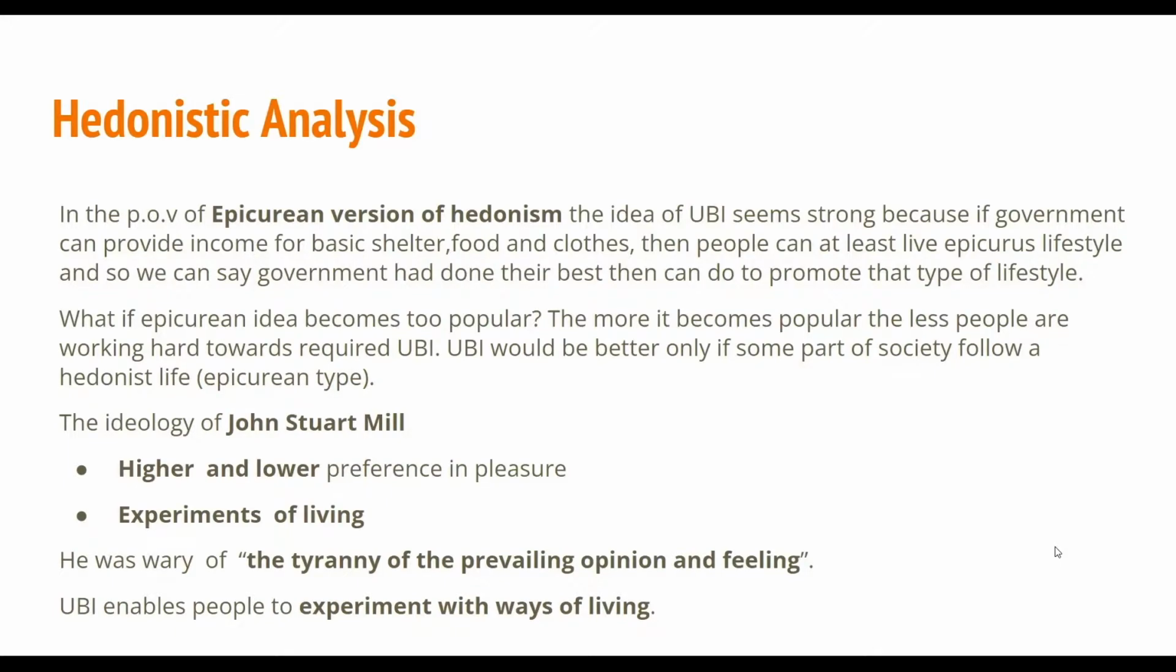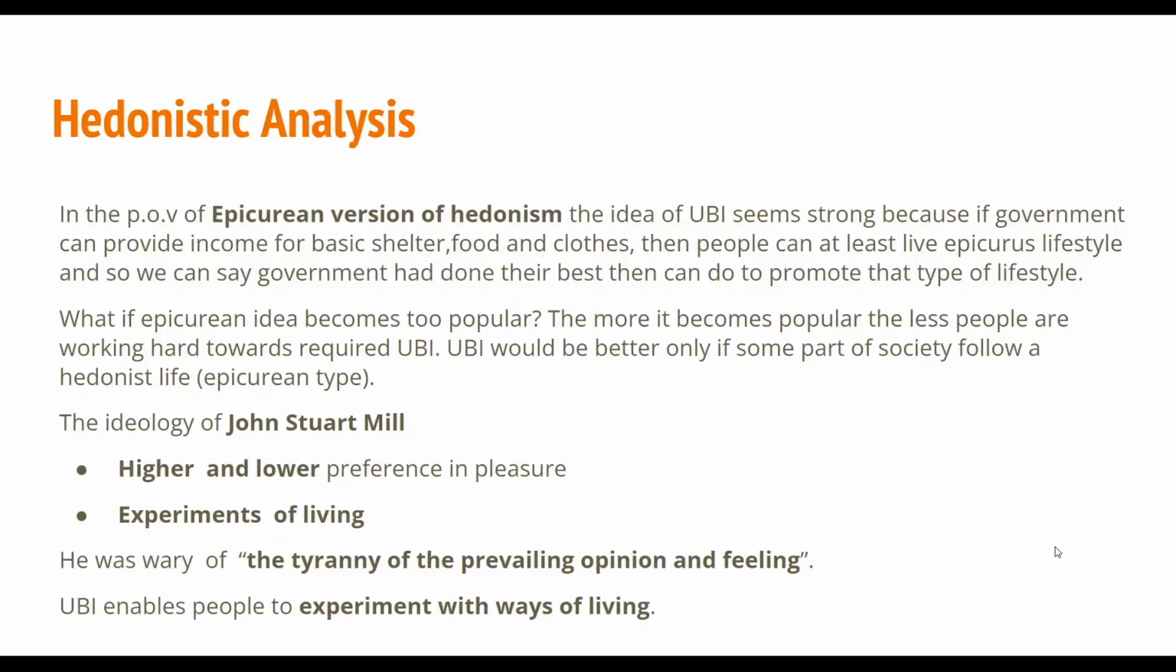From the point of view of Epicurus' version of hedonism, UBI seems strong because if the government can provide income for basic shelter, food, and clothes, then people can at least live an Epicurean lifestyle. And we can say the government has done the best it can to promote this type of lifestyle if it implements UBI. What if the Epicurean idea becomes too popular? The more popular it becomes, the less people will be willing to work hard and provide the resources that society needs to keep the UBI scheme going.